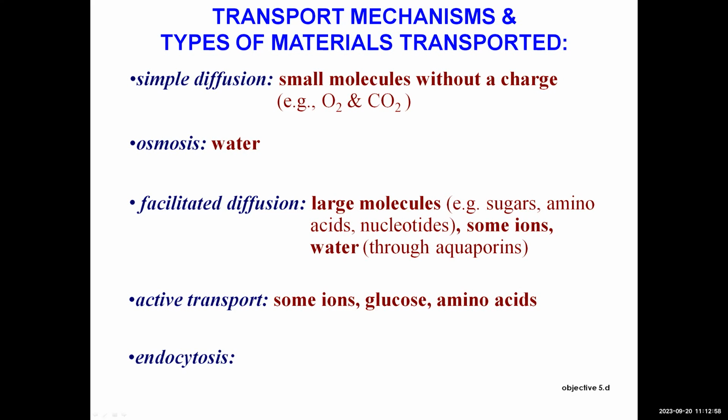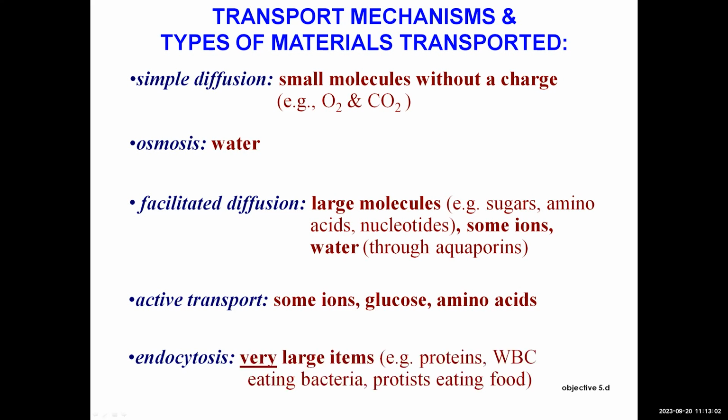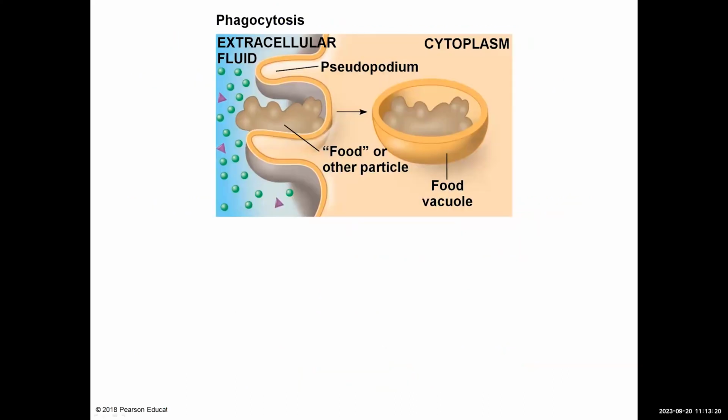If we need to move something even bigger, we will use something called endocytosis. Endocytosis allows us to move extremely large objects like whole proteins, other cells, and large food particles through the cell membrane. It requires energy and occurs in two primary ways. Phagocytosis is a type of endocytosis where the cell is essentially moving outward.